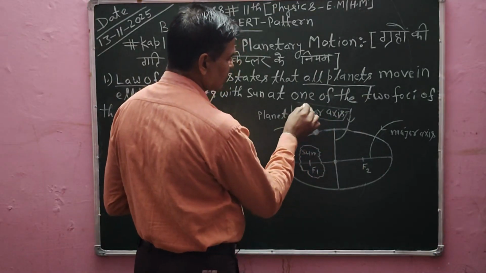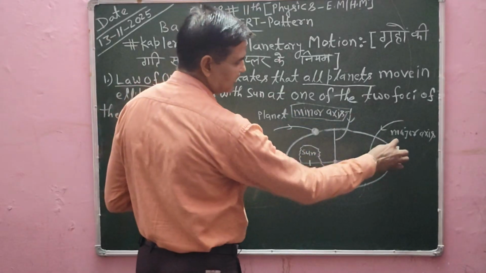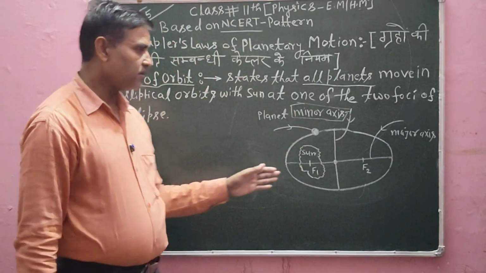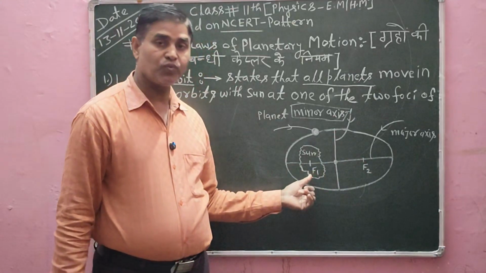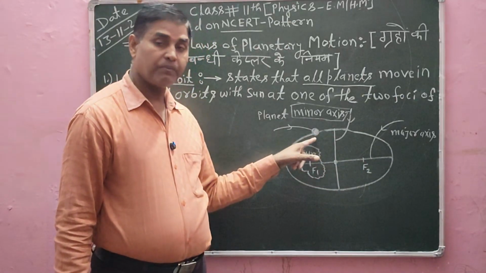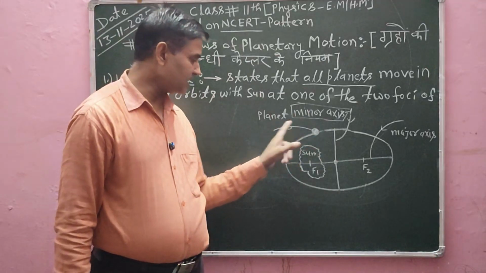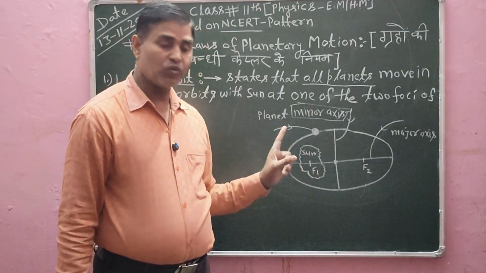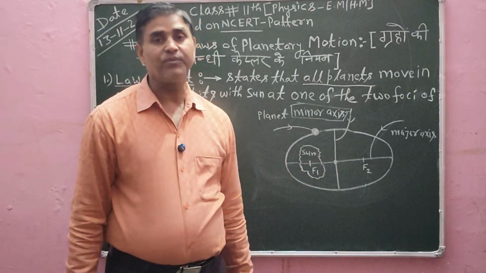This is the minor axis, already I have written here, and this is the major axis, already I have indicated here. Now on the major axis I have taken two foci of the ellipse. When this planet is moving around the sun, during that time the sun will be at one focus of the two foci of the ellipse.